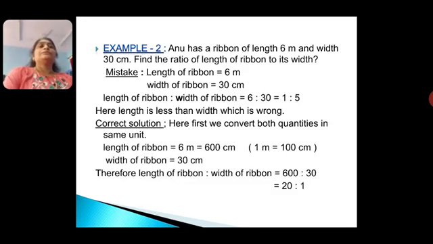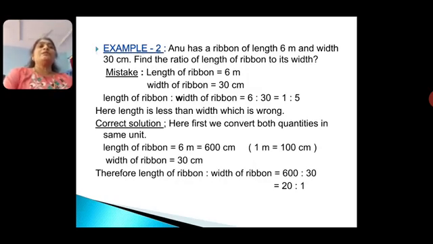Example 2. Anu has a ribbon of length 6 meter and width 30 centimeter. Find the ratio of length of ribbon to its width. The length of ribbon is 6 meter and width is 30 centimeter. Students find the ratio of the given numbers. They are not changing their units. Length of ribbon ratio width of ribbon equals 6:30. If we divide 6 and 30 by 6, then we get the ratio 1:5. Here length is less than width, which is wrong.